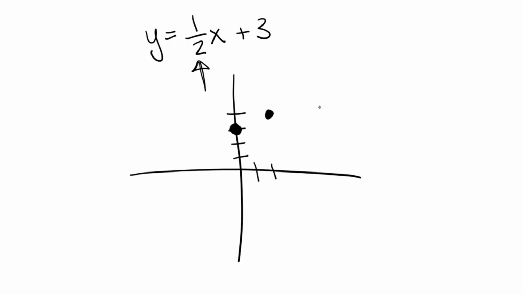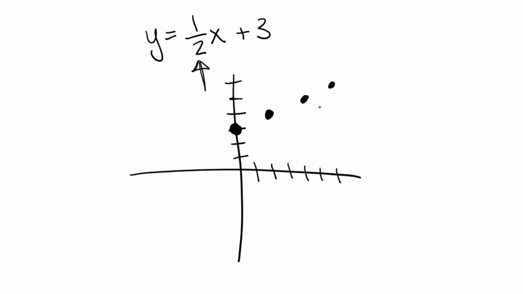And then you can keep repeating it. Again, I can go up 1 and over 2 and put another point. And up 1 and over 2 and put another point. You can keep going as far as you want. You can tell where this line's gonna go.